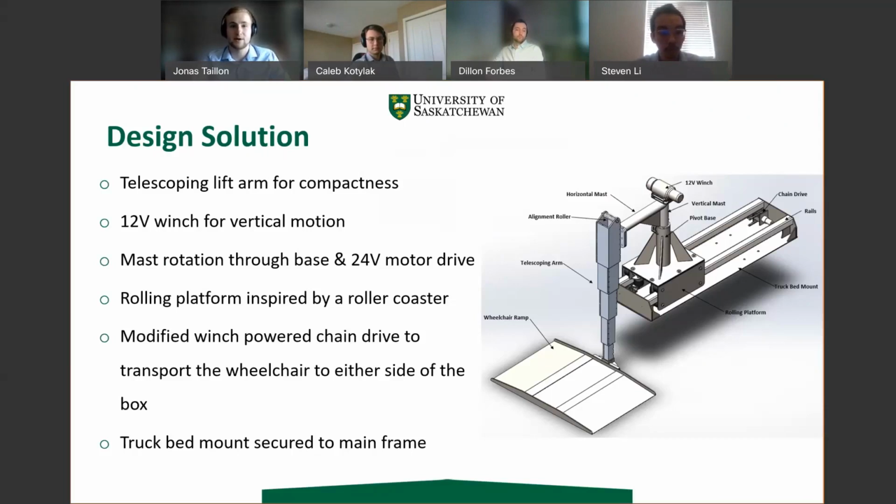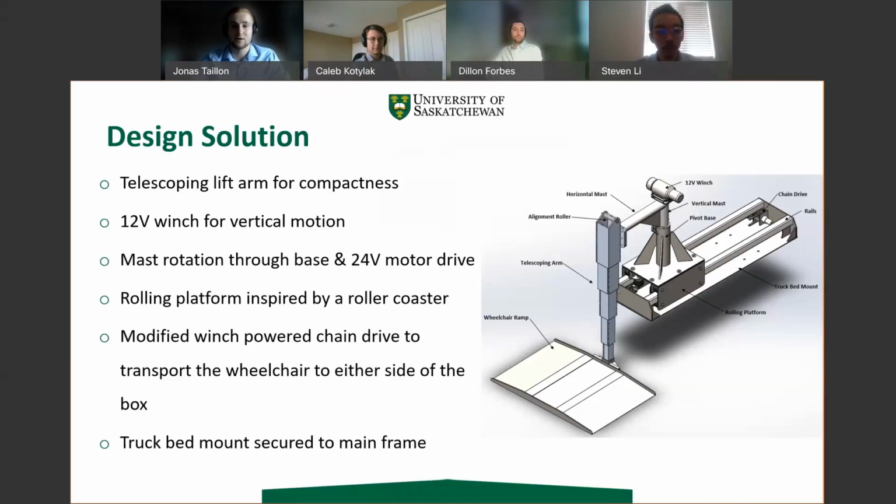Then we have the telescopic arm, which is one of the most crucial components of the design. It will extend and retract by means of a 12-volt winch line running down the center of the arm. The arm is composed of 5 greased aluminum telescoping sections, which have inner alignment slots to ensure proper tracking. Once the platform has cleared the truck box, due to the arm retracting, the mast rotates by means of a 24-volt gear motor situated under the rolling platform.